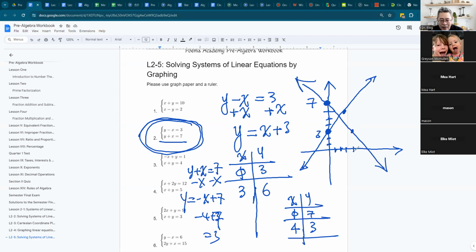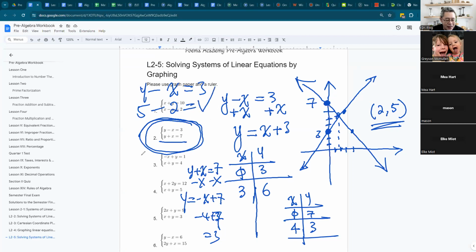So what will be the number here? It looks like going across is about 2, going up here is about 5. Okay, so it says 2 comma 5. Well, we just plug into the equations here. First one is y minus x equals 3. If y is 5, x is 2, 5 minus 2 is 3. So that works for the first equation. Second equation is y plus x, so 5 plus 2, that is 7. So therefore, our answer is 2 comma 5. Good.